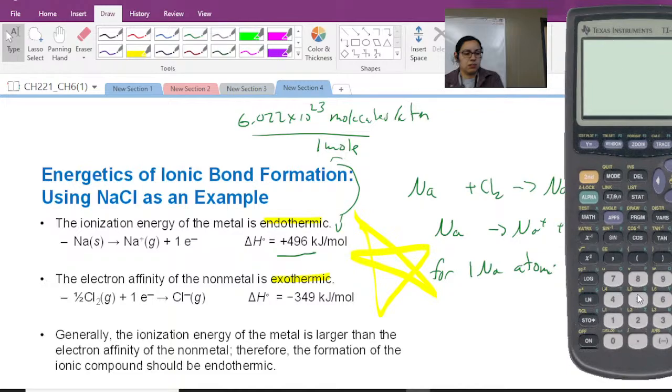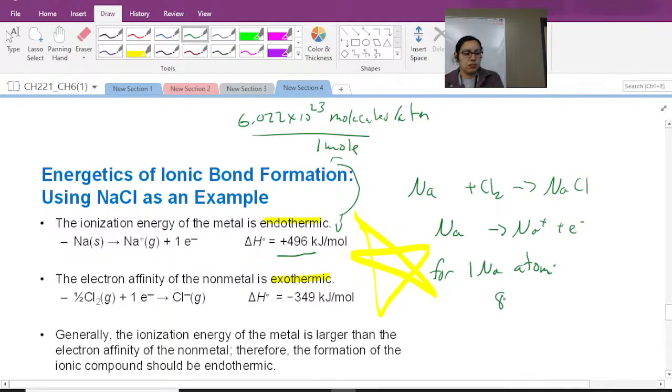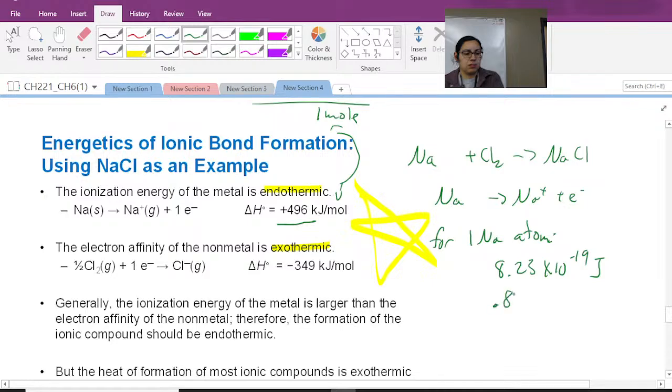I'm going to put it into joules before I get lost on my units. So 496,000 joules, and then I want to know for 1 atom what that energy is, so divided by our Avogadro's number. And so then we get 8.23 times 10 to the negative 19 joules. So that's one way to get those calculations, but I think your book also has it in maybe attojoules. So that would be 0.823 attojoules if you like the attojoule unit.